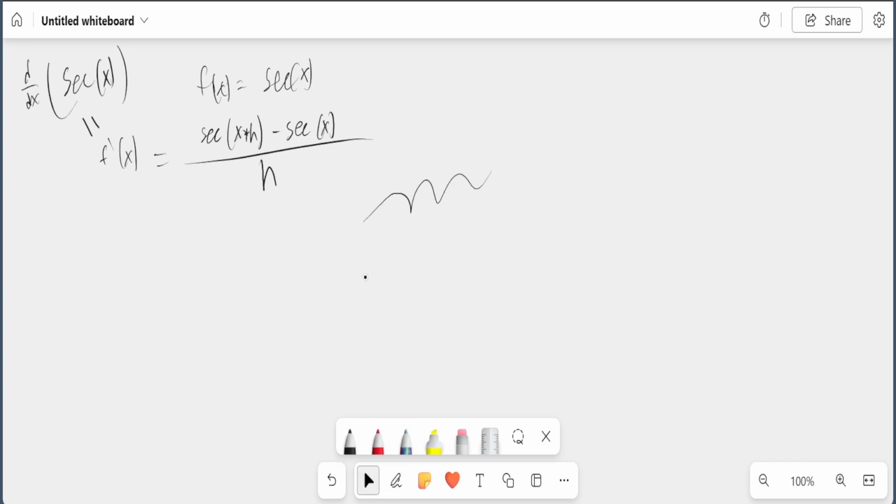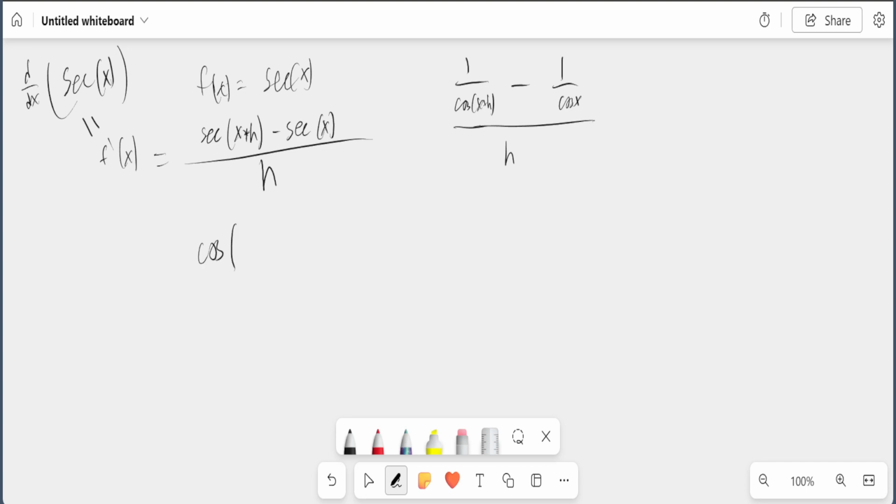Okay, hold on a second. Sorry, my mouse is bugging out for some reason. All right, there we go. So we can do secant of x plus h, that's 1 over cosine of x plus h, minus 1 over cosine x, all over h, right?